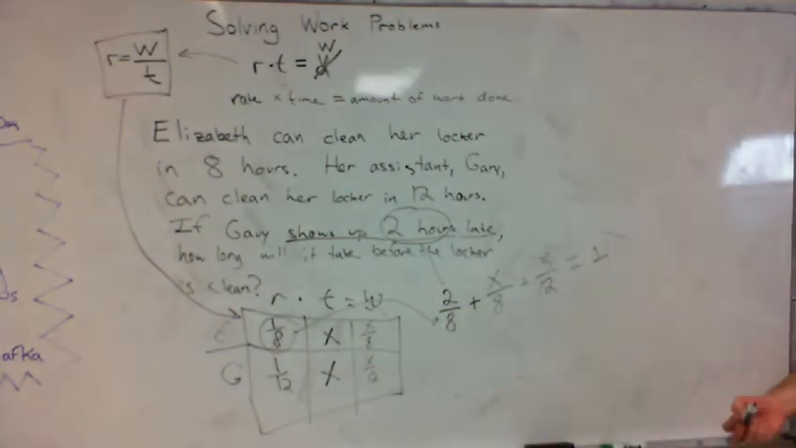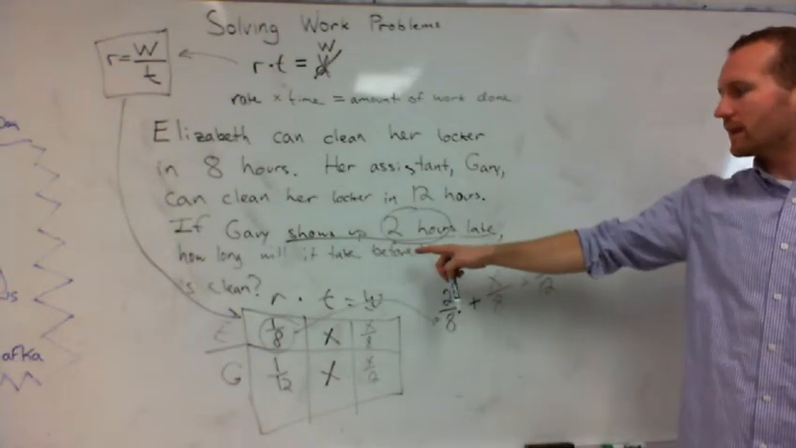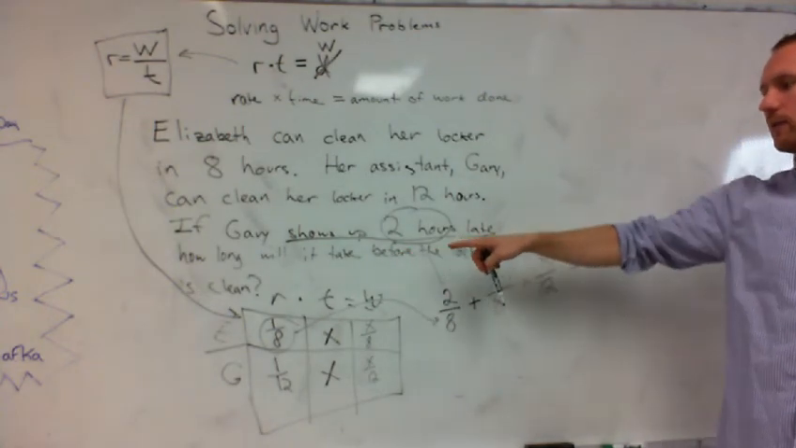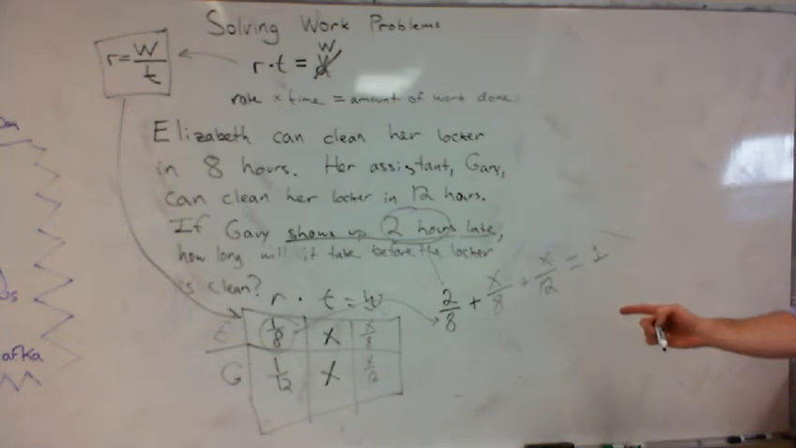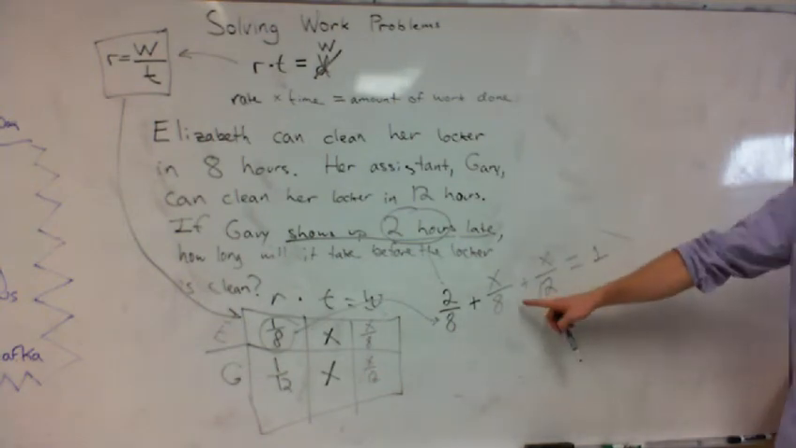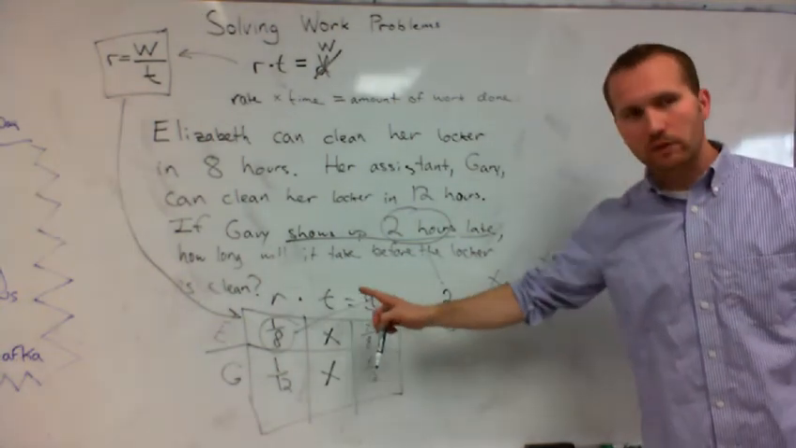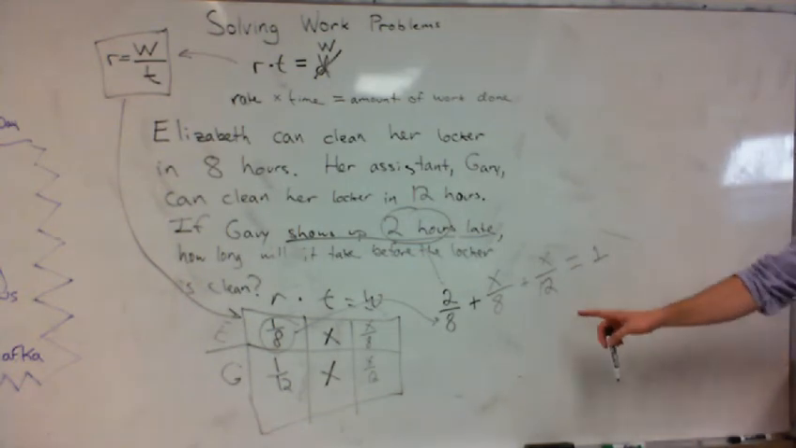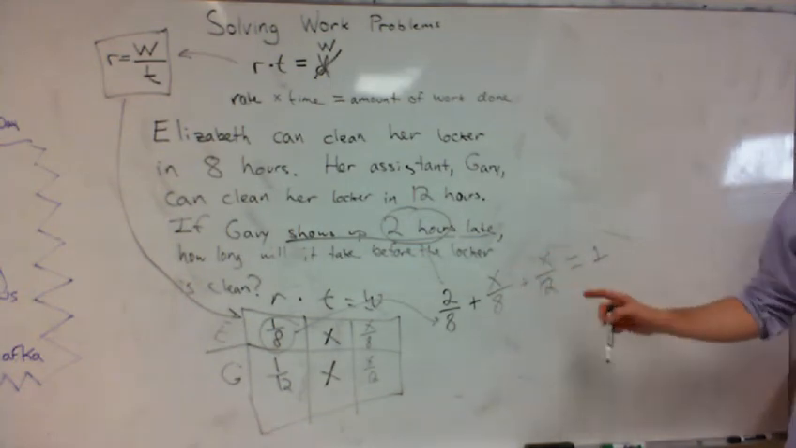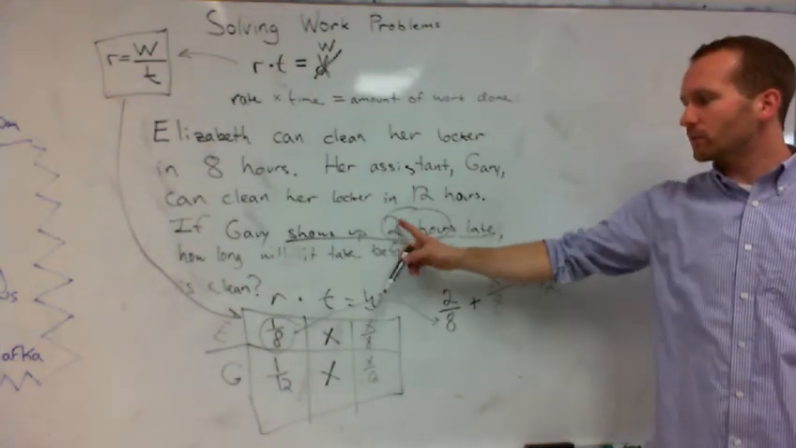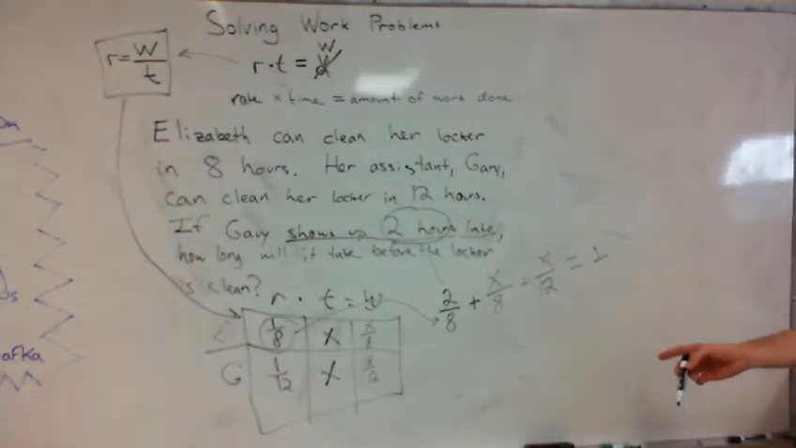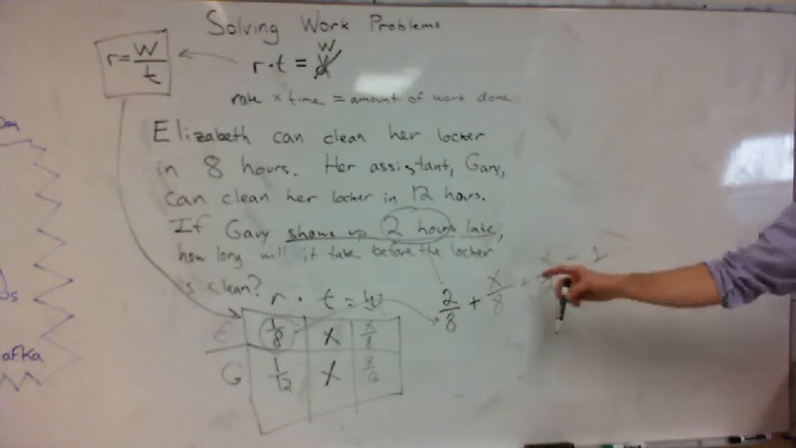Now if we wanted the total time, like if this had said, how long will it take in total? Or how long in total did it take for the locker to be cleaned? Then we would want to set this up a little bit differently. But X here is just the time that they're working together. So how long will it take? In other words, how long will it take after Gary shows up 2 hours late? That's X. And then we're going to solve for this.